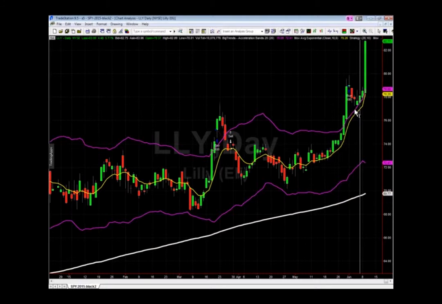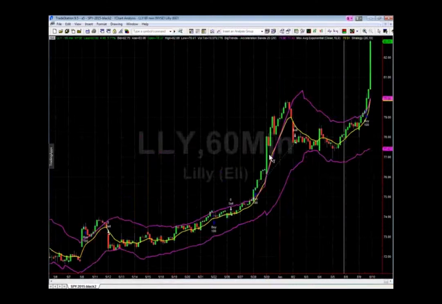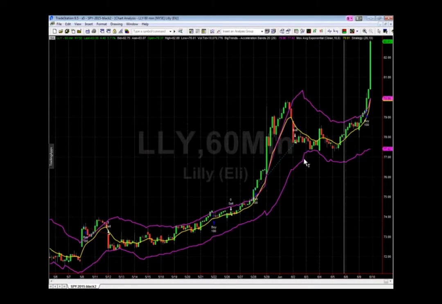See, Lilly exploded today. And you can see it's not just on the daily chart that happened. Look at the hourly. For you swing traders, guess what? Check out how your hourly chart can catch some of these kinds of moves. So this purple line, upper and lower boundary, is my acceleration band.